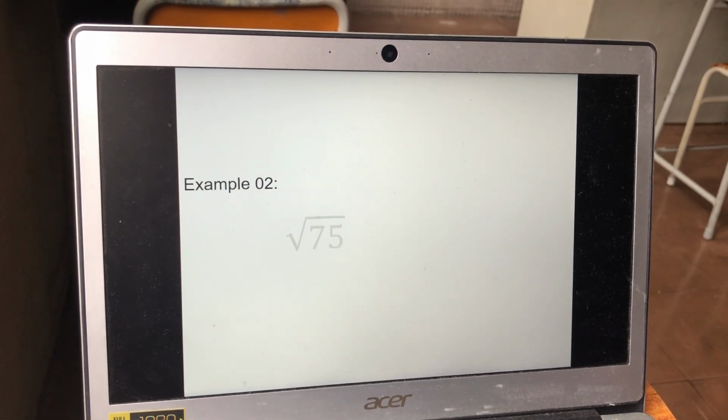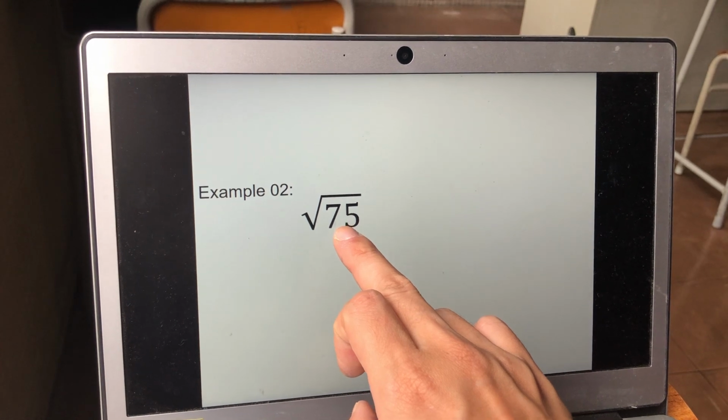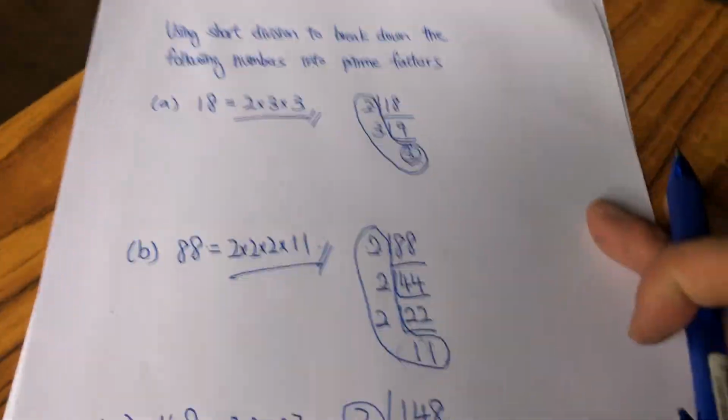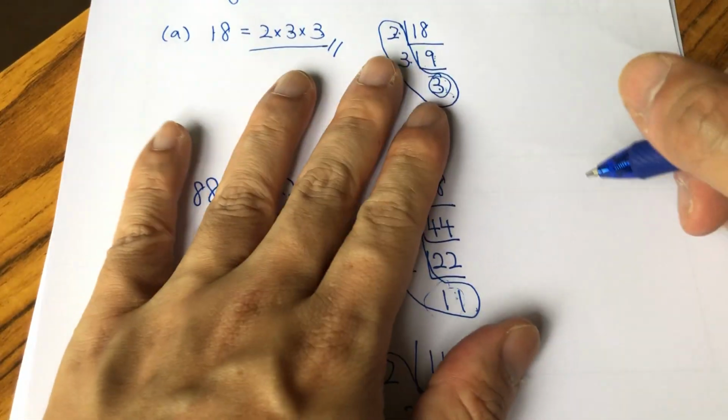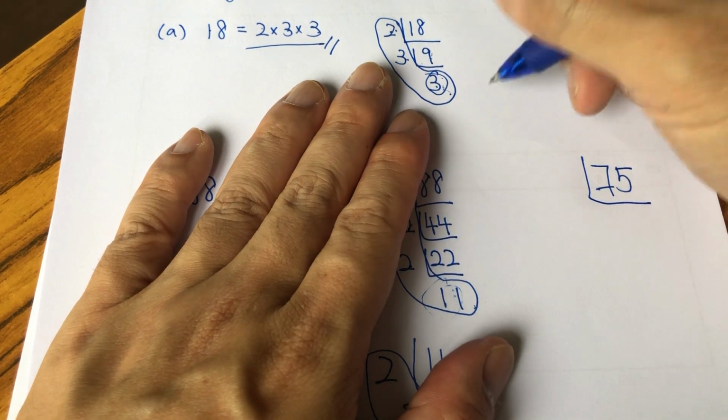Now, let's look at the next one. What about 75? Are you able to simplify this? First of all, you have to break it down. Let's go to here. I need to break 75 down by using prime numbers.